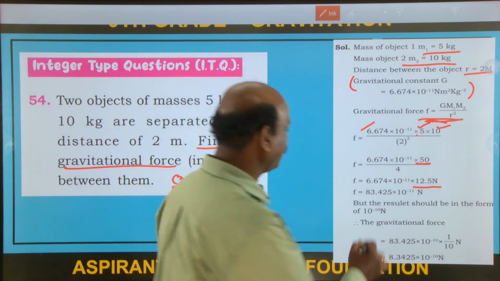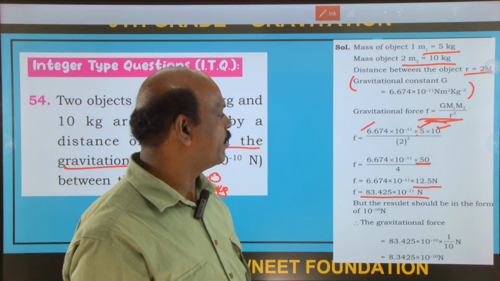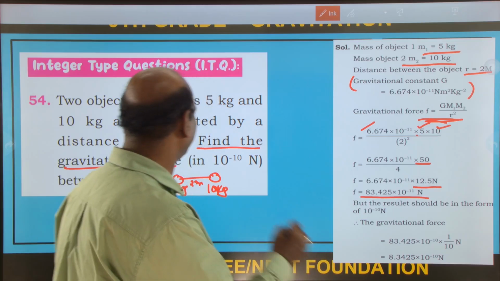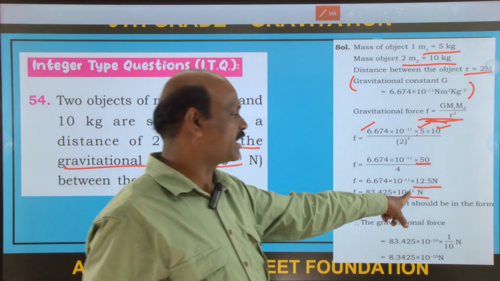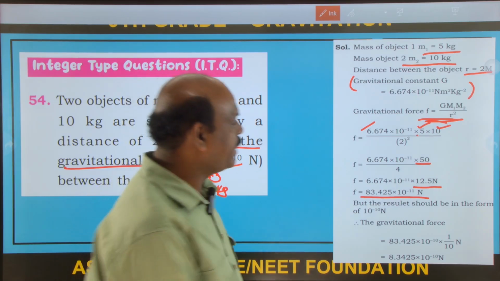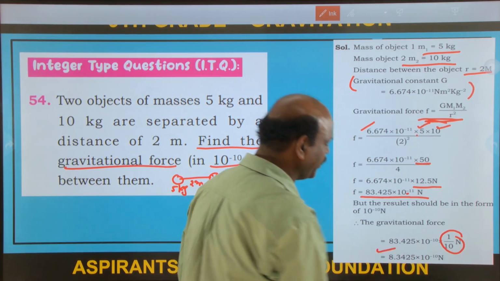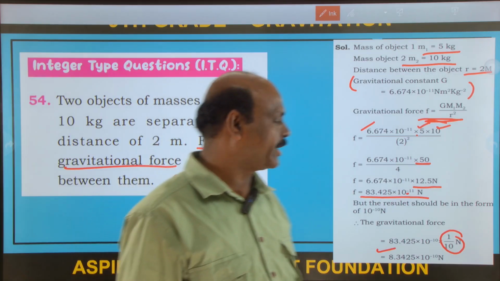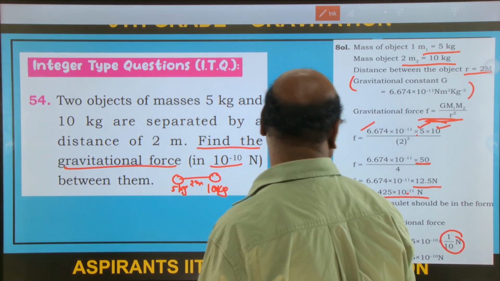So now the final answer is 83.425 into 10 power minus 10 newtons. But the question asks for 10 power minus 10. So instead of minus 11, if you want to convert into 10 power minus 10, we take 1 by 10 as a separate value. Then we get 8.3425 into 10 power minus 10 newtons. So what is the answer?